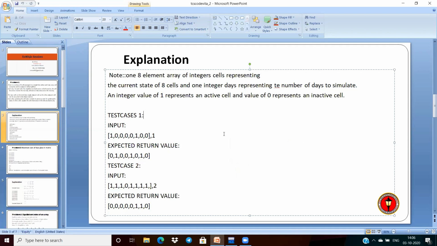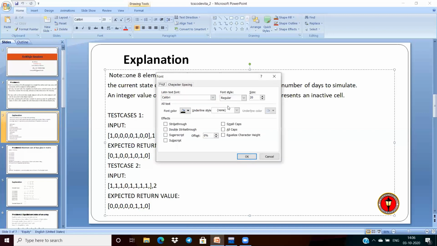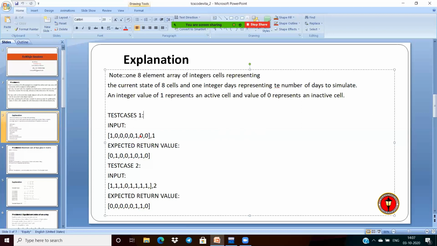So based on this we can implement this output. To implement this code, the first thing we have to do is store all these cell values in some array. I call it cell. I am taking positions 1, 2, 3, 4, 5, 6, 7, 8.